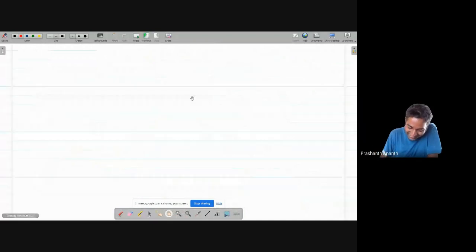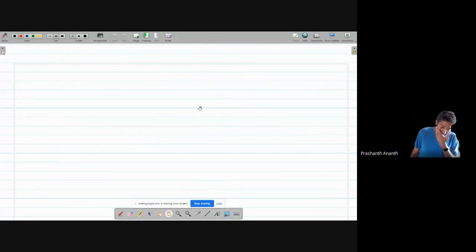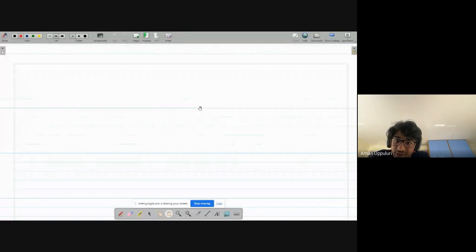Okay. Anything else? Any other questions you have come across? Any other concepts which you have had issues on? Sir, can you explain the difference between electron affinity and electron gain enthalpy?